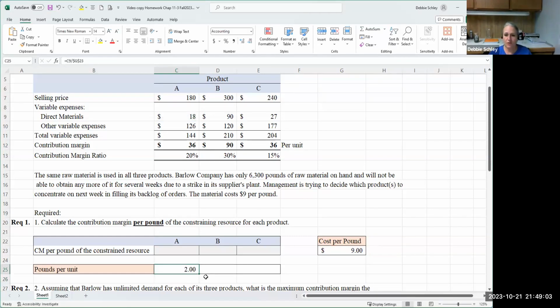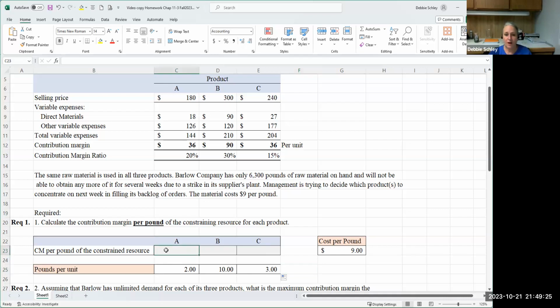so that then I can drag this formula across and do the same thing for B and the same thing for C. So B in mine is going to be 90 divided by 9, and C is 27 divided by 9. Those are how many pounds it takes to make each unit.